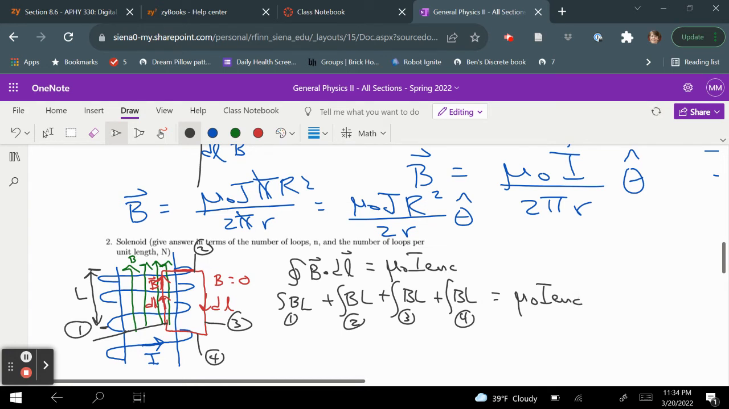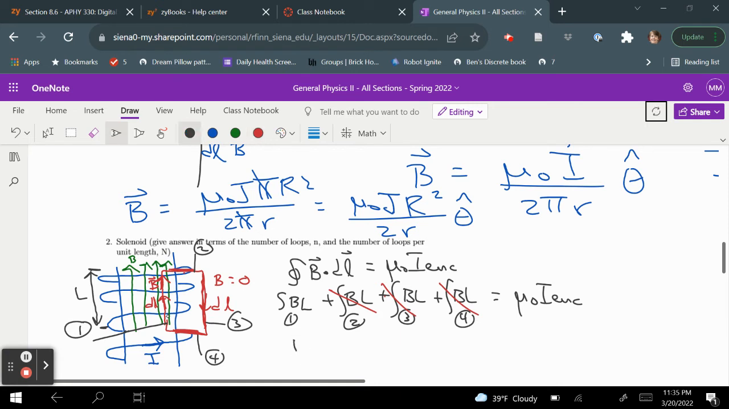So I know I have 1, and 1 has B and L together, but 2, 3, and 4, let me make that a different color to make that obvious. So 2, this one goes to 0 because right here there's no B. B is only up right here, and so it's not in the same direction as my dl here, so that goes away. 3, there's no B out here. B is equal to 0, so this one goes away. Again, 4 is the same as the top. B is only in the vertical direction. It's not sideways, so this one's going to go away. So I'm just left with 1.